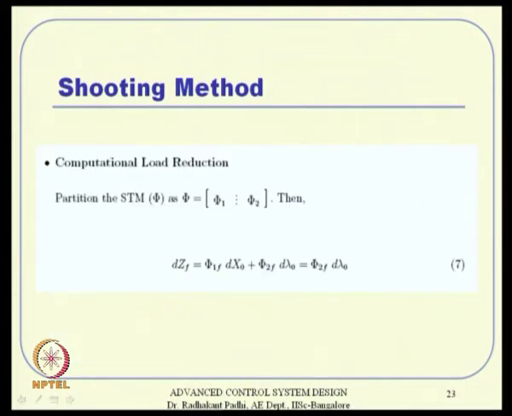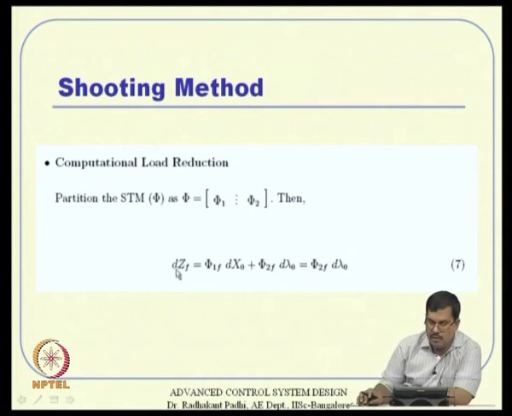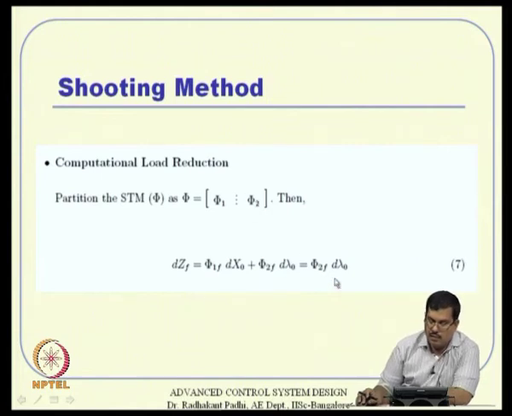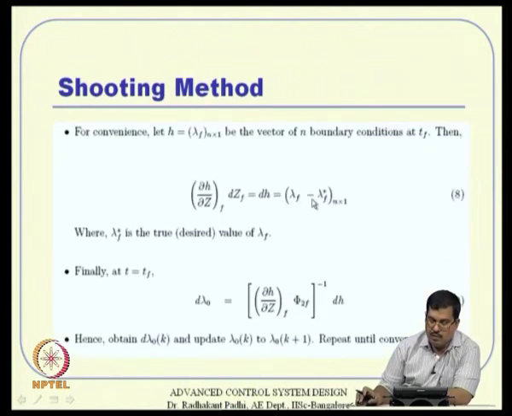Once you do that, then you can try to split this phi matrix into two sub matrices phi 1 phi 2 like that vertically, and then you can interpret that this dzf that I am talking about can be interpreted that way, and I will take only phi 2f times d lambda 0 part of it. But remember, phi 2f is not a square matrix, so I cannot talk about inverse of that. I have to have some matrix which will relate it in a square matrix sense. So, I can take inverse of that.